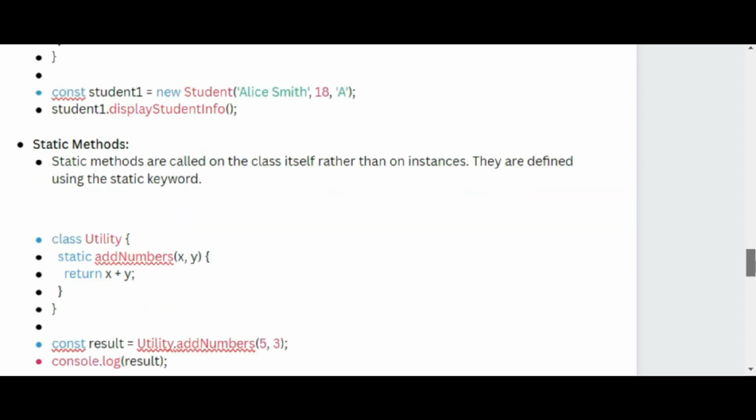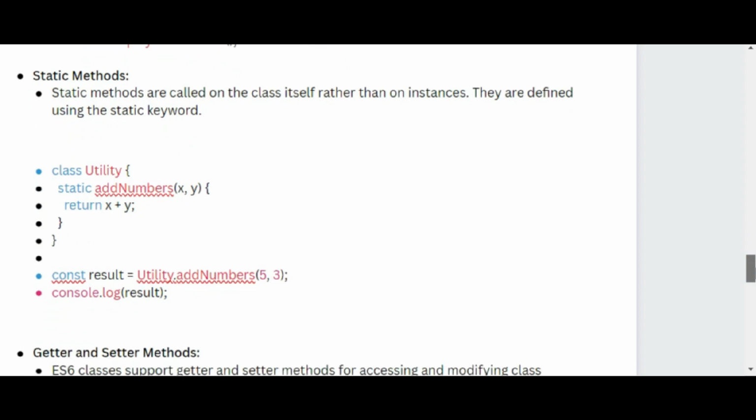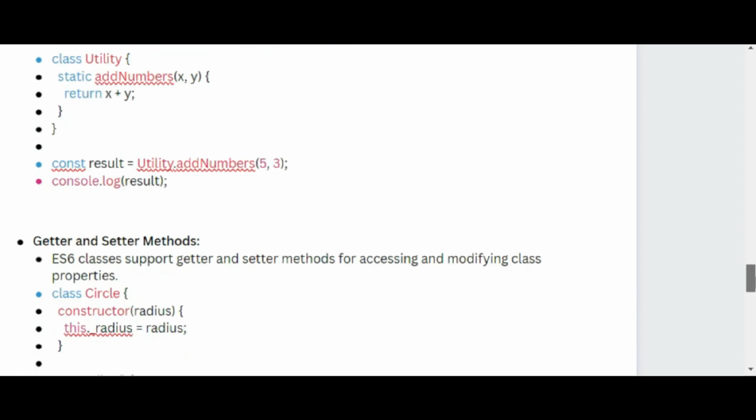Static methods. Static methods are called on the class itself rather than on instances. They are defined using the static keyword. Class Utility, static addNumbers(x, y), return x + y. const result = Utility.addNumbers(5, 3), console.log(result).